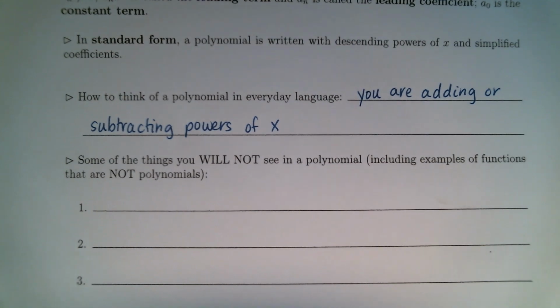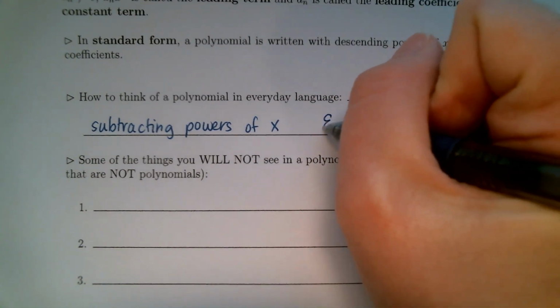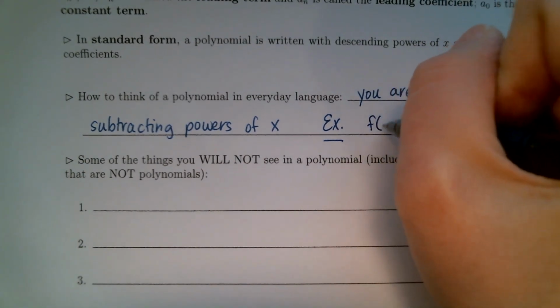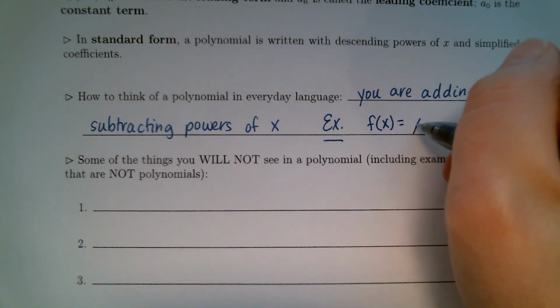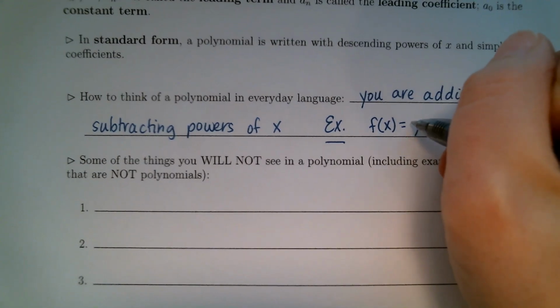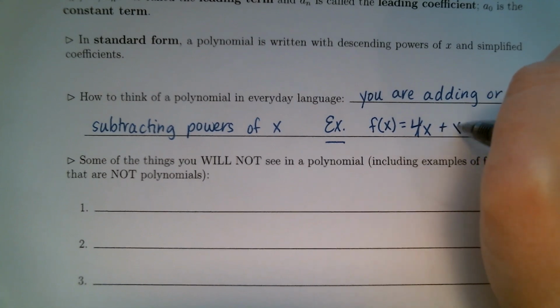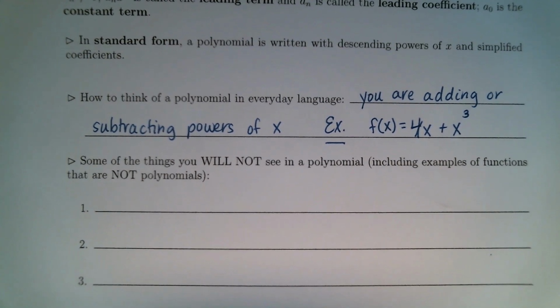It's a little more complicated than just adding or subtracting powers of x. There are some things that you're not going to see in a polynomial. So let me go ahead and start off with an example of something that is a polynomial. Like I said, it's a function for sure. If we have f of x is equal to, oops, let me change this. Let me make this 4x plus x cubed. That is a polynomial. You're adding or subtracting powers of x.